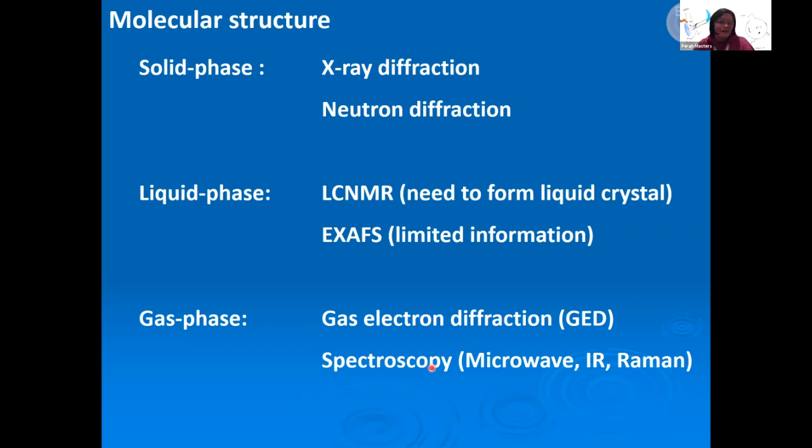So today I'll talk a little bit about some X-ray diffraction. I'll talk about gas electron diffraction, and also Raman spectroscopy as well. And I'm not sure who the Raman spectroscopists in Australia are, but this is a collaboration with Mark Waterland here in New Zealand. So I'll talk a little bit more about that as we go.